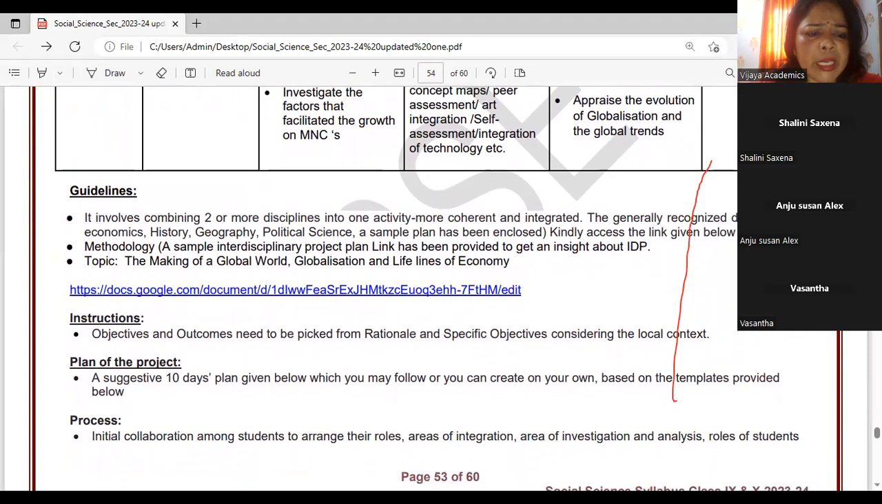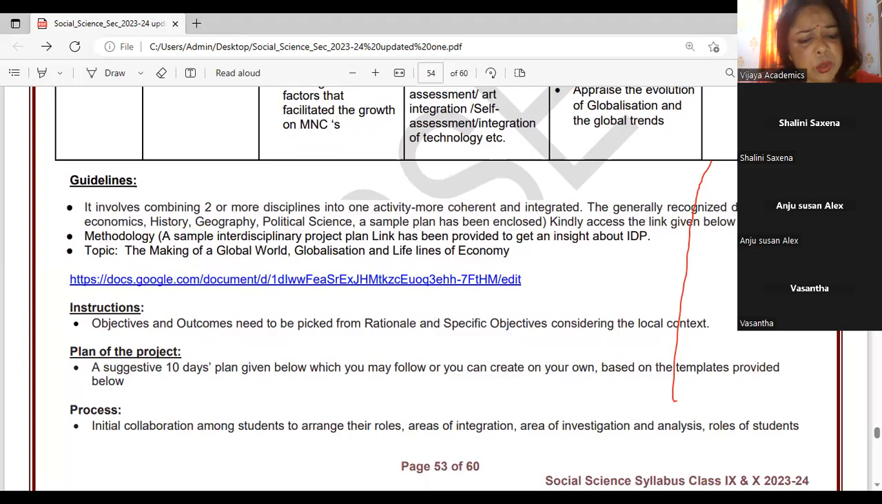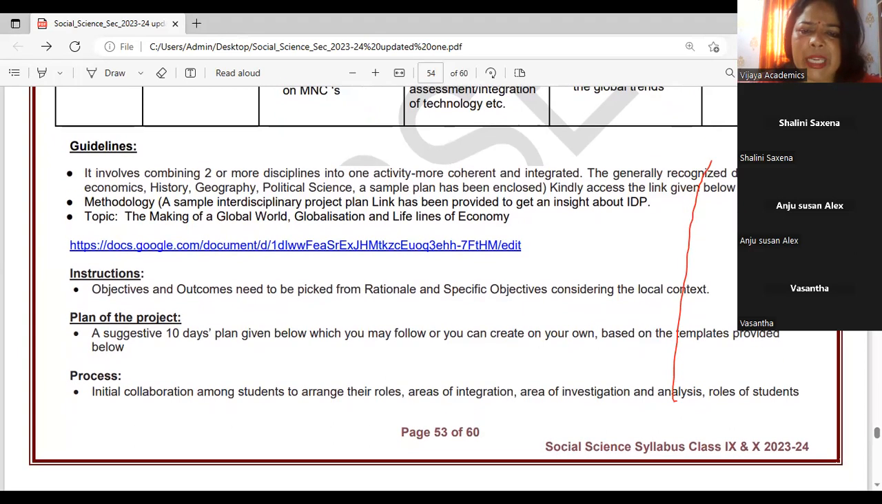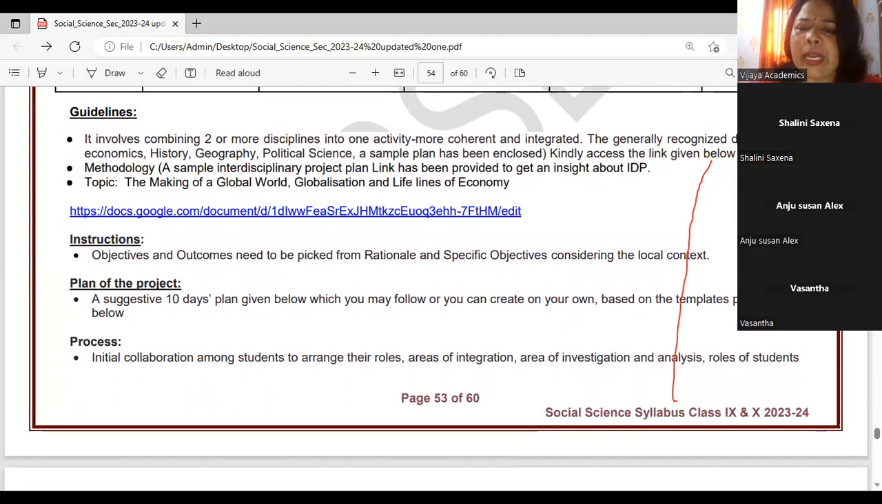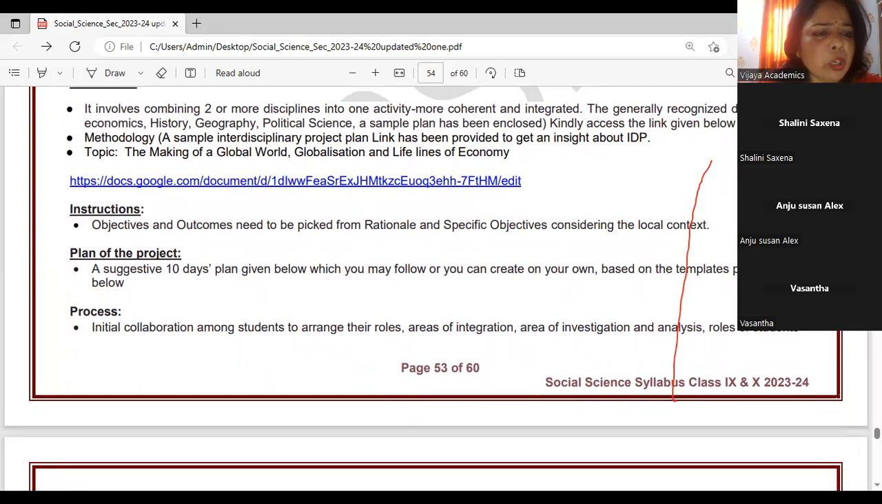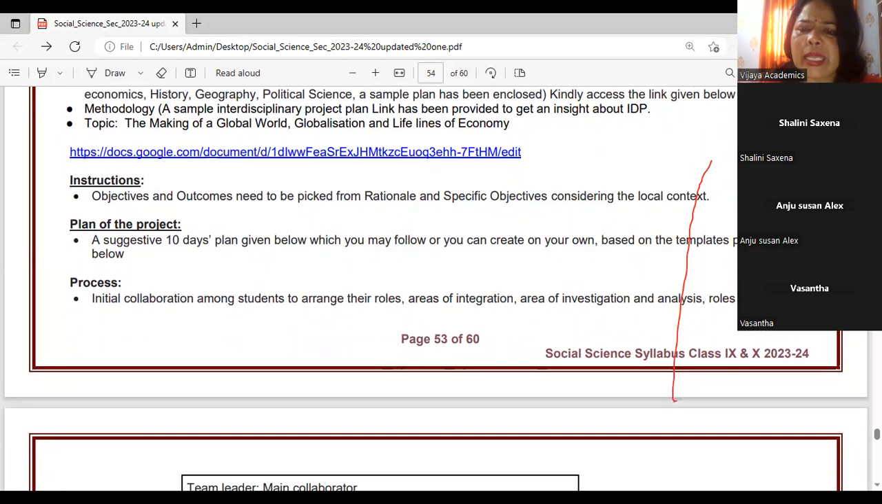It involves combining 2 or more disciplines. You can combine 2 or more subjects into one activity, more coherent and integrated. The generally recognized disciplines are economics, history, geography, political science, because these are the part of social studies. Sample plan, already we have discussed it. Methodology, a sample interdisciplinary project plan, link has been provided to get insight.